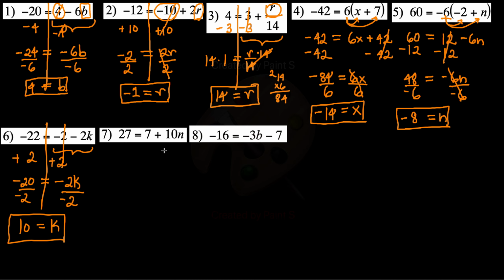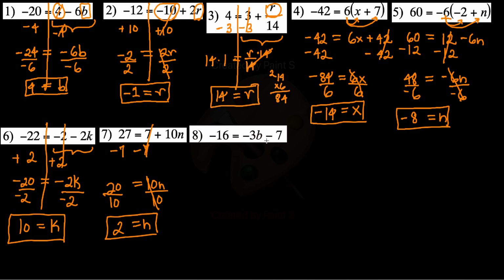Now the next one. You want to get n by itself, right? First get rid of that 7, the positive 7. Cancels. You're left with 10n is equal to 20. You divide by 10 on both sides to get positive 2 for n.